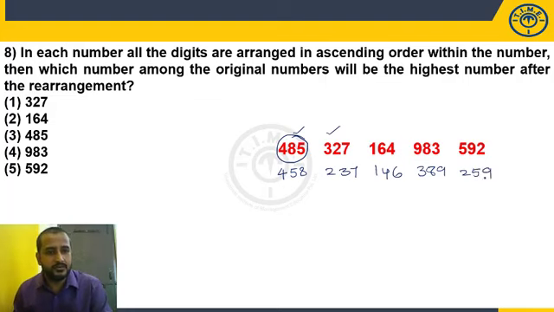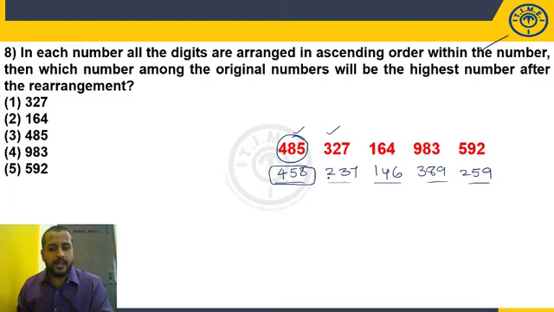Now, what is the question asked? Ascending order within the number, yes, condition is applied. Then, which number among the original number? See, they are not asking among these numbers which is the highest number. Which number among the original number will be the highest number after the rearrangement? So after this rearrangement, which is the highest number? 458, 237, 146, 389, 259. So 458 is the highest number after the rearrangement.